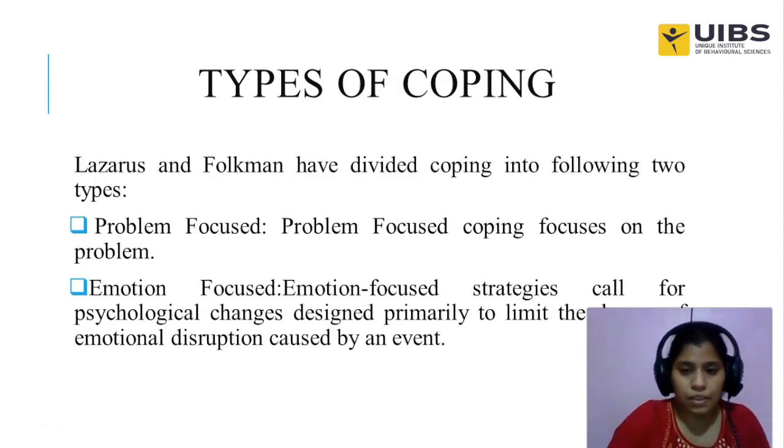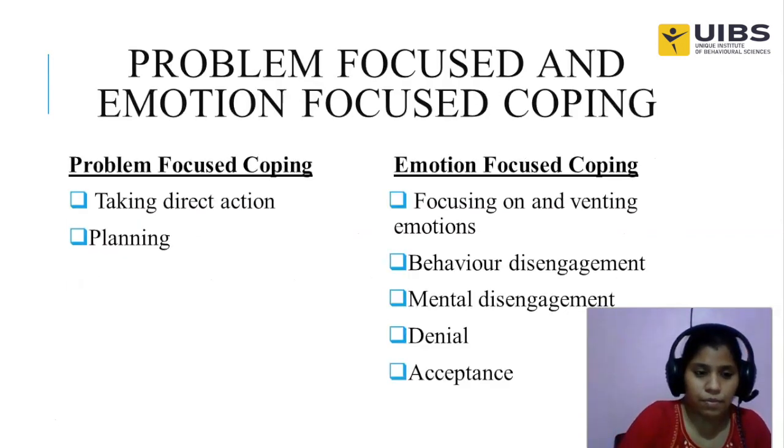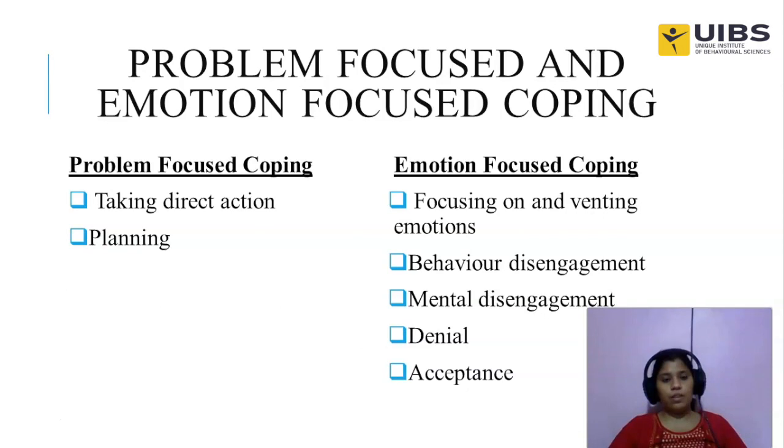Lazarus and Folkman divided coping into two types: problem focus and emotion focus. Problem focused coping means when we focus on the problem, we address the problem. And emotion focused coping means when we use emotions to cope with the situation rather than focusing on the problem. So problem focused coping involves taking direct action, making plans. Emotion focused coping involves venting out emotions, behavior disengagement, mental disengagement, denial or acceptance.